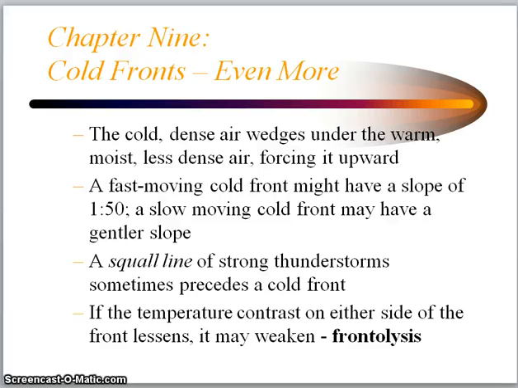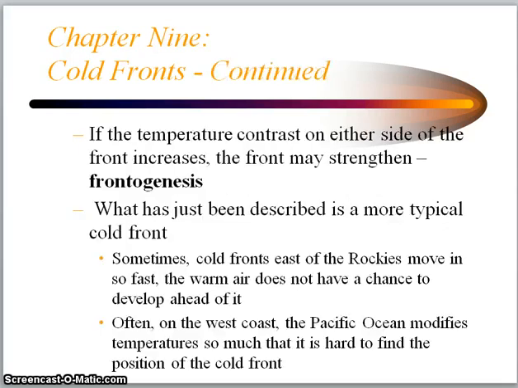In the advance of cold fronts, especially east of the Rockies, it is not uncommon to have a line of very strong thunderstorms preceding it, and that is called a squall line. If the temperature contrast between one side of the weather front and the other starts to lessen, then the front might be weakening, and the meteorological term for that is frontolysis. If the temperature contrast on either side of the cold front increases, the front may be strengthening. We call that frontogenesis.